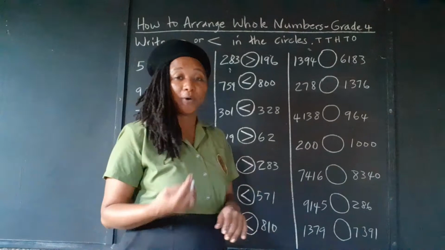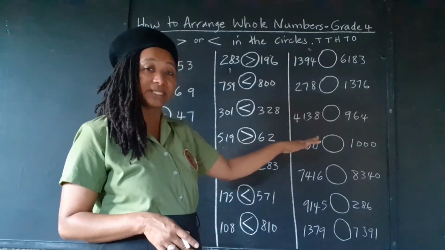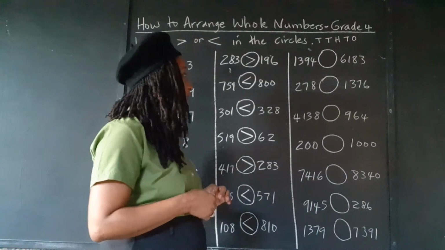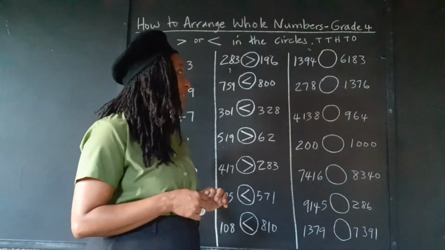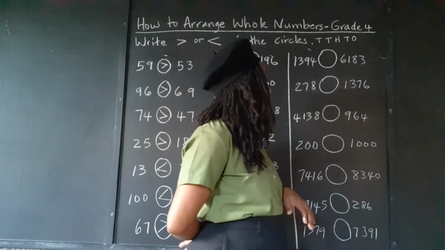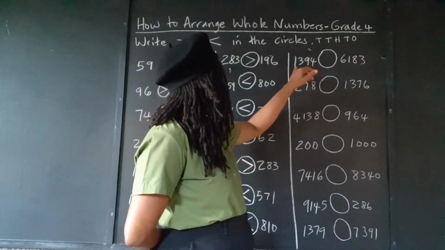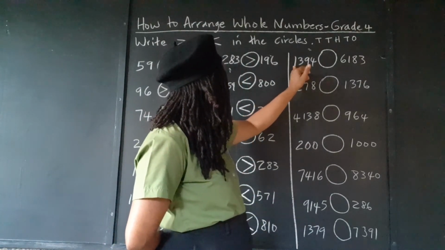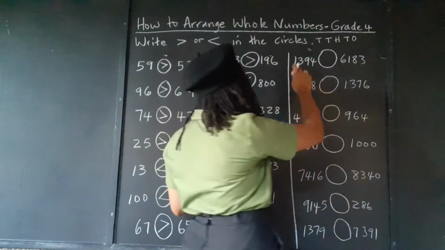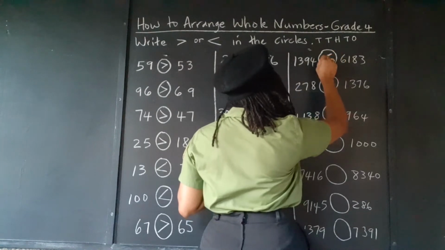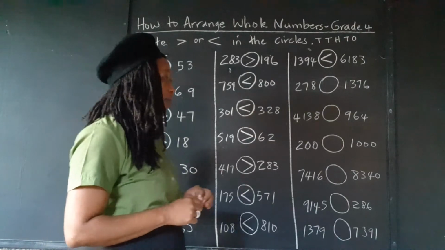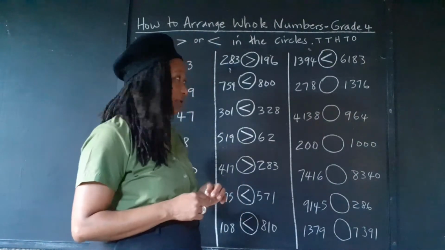Now we get to the thousands. Some of these numbers are in the thousands for us to compare. 1,394 compared with 6,183. So since they both have 4 digits, let's compare the thousands place. This has a 1,000 and this has a 6,000. So this is the lesser number. 1,394 is less than 6,183.